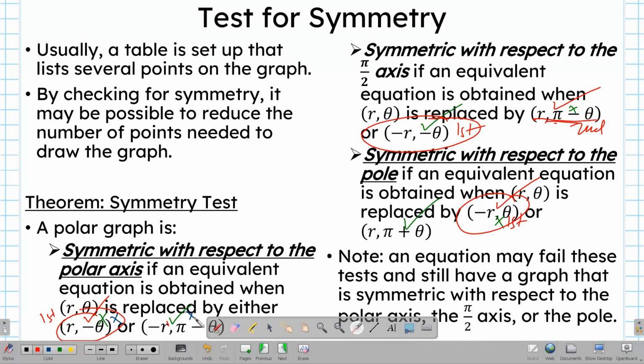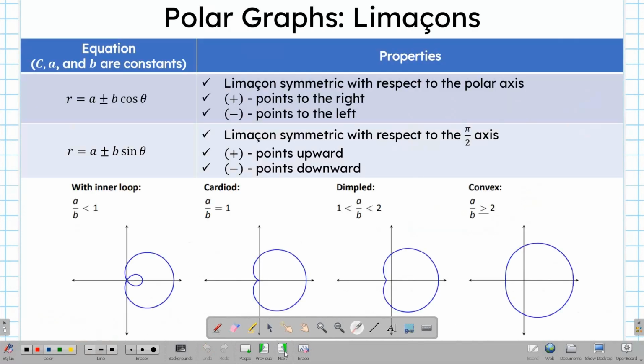So before we go to testing symmetry, let's first analyze some of the basic polar graphs that we're going to encounter. One of the most usual graphs that we see in polar coordinates would be Limaçons. Limaçons are curves that look like a circle, but are not actually a circle. The form of the equations for Limaçons is r equals a plus or minus b cosine theta, or r equals a plus or minus b sine theta.